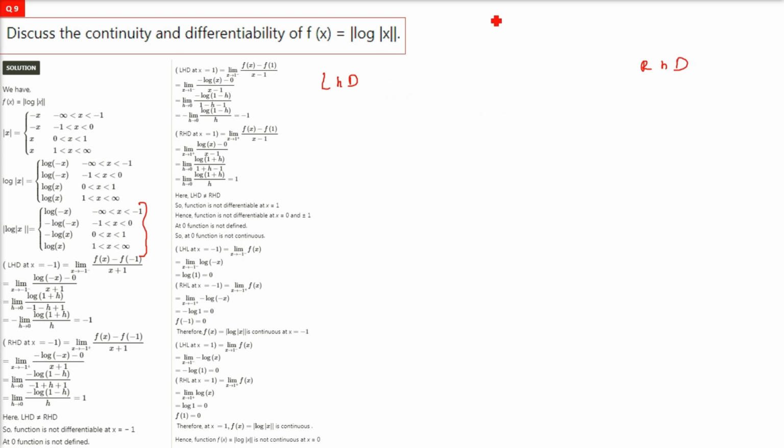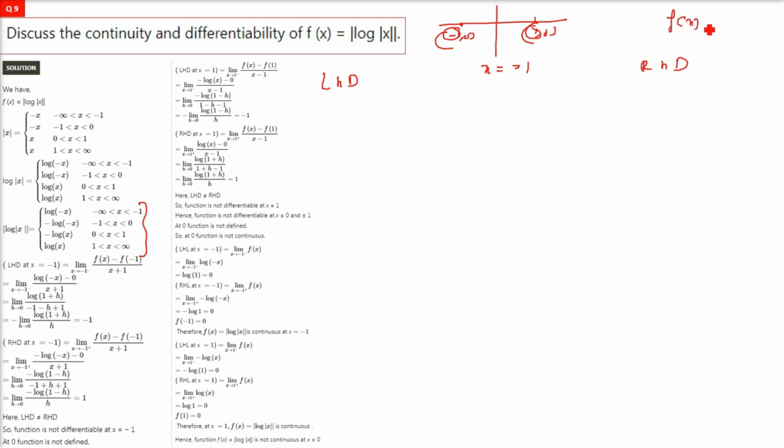So we are going to check the differentiability first. Please remember the partitions, it is going to be negative 1, 0 and 1, 0. So we will check at minus 1 and 1. You can check at 0, but it's not going to give you anything because log 0 is undefined. Please remember, so don't check at 0. It is undefined already. So we will check at 1 and negative 1 only.